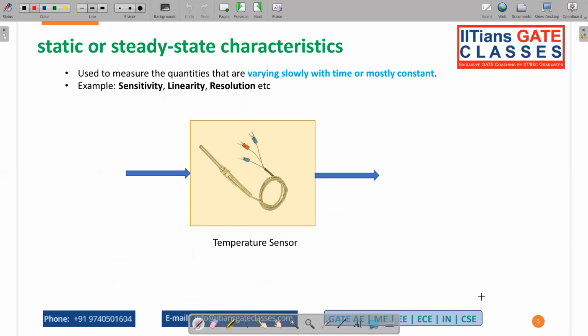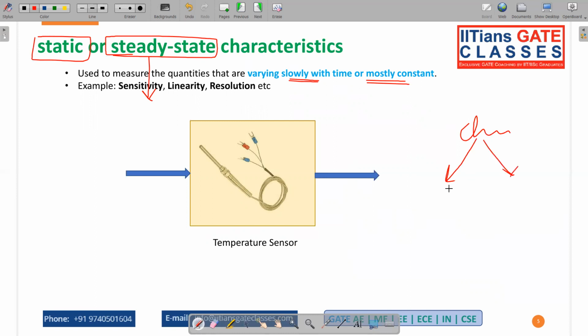So what is static or steady state? The name itself is a self-explanatory definition. Static or steady state characteristics. Steady state means the input is varying slowly, or very slowly, or you can say that the input is mostly constant.